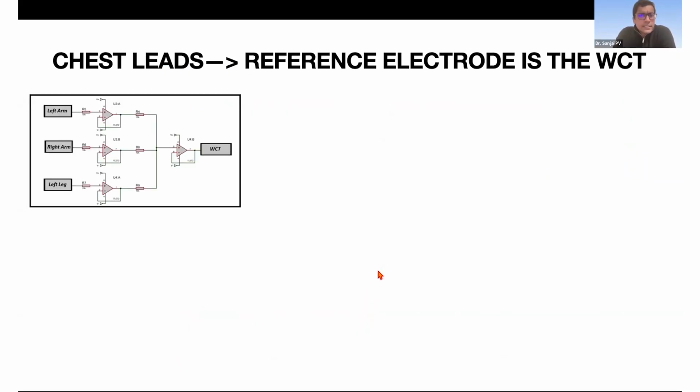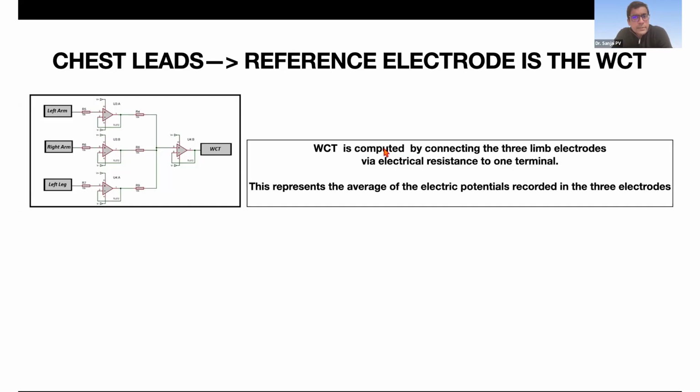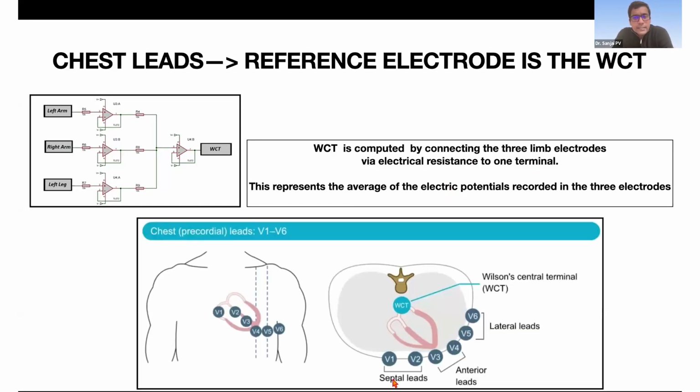So the chest leads, it's interesting here because the reference electrode is not any of the other limb leads, but it's the Wilson central terminus. The Wilson central terminus is computed by connecting the 3 limb electrodes via electrical resistance, and you get an average which is somewhere within the body cavity. So the Wilson central terminus is a virtual electrode which is present within the body cavity, and that is the reference electrode for your chest leads. For example, the electrode V1, we know it's placed in the left fourth intercostal space. So the potential difference from the Wilson central terminus, and this is the exploring electrode, you would derive the ECG lead for V1.